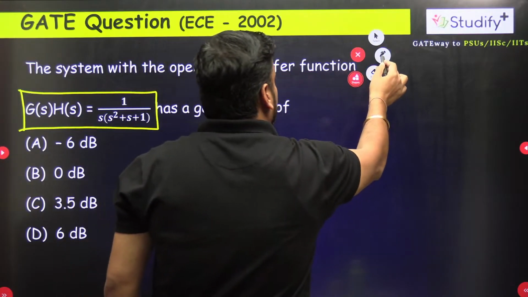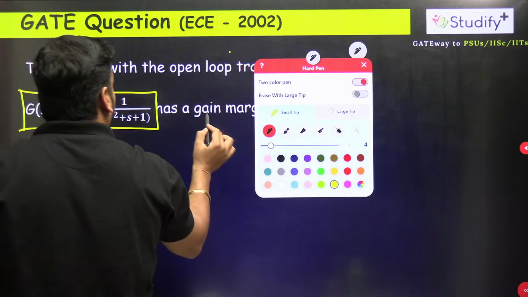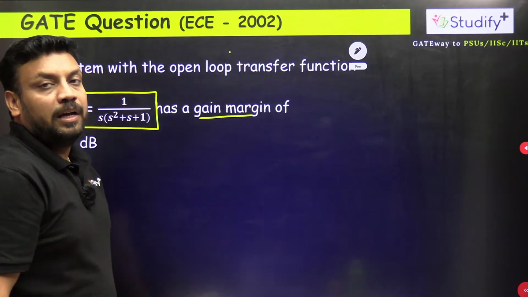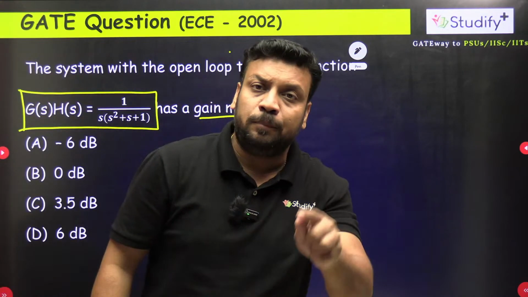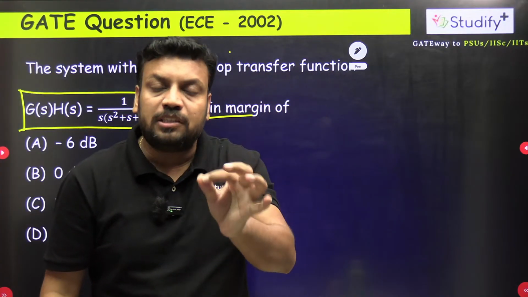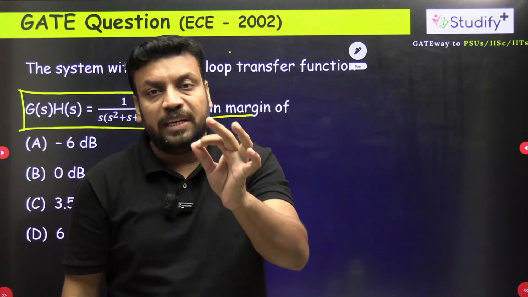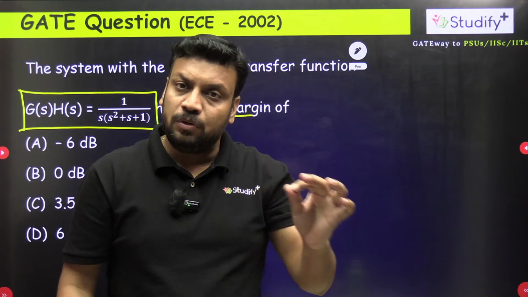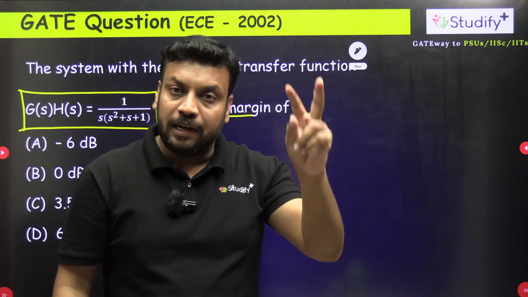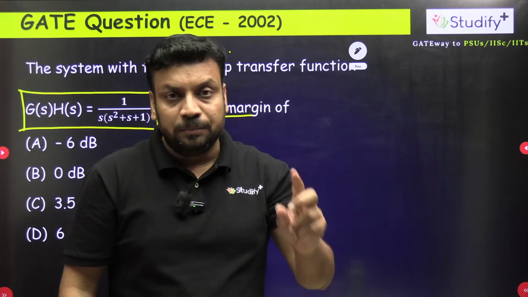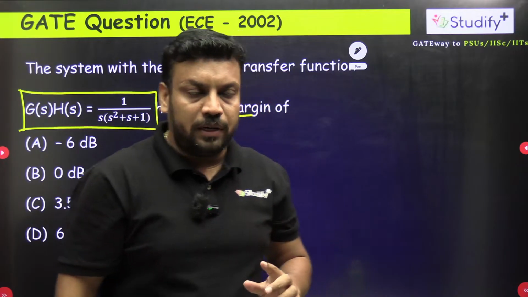So tell me guys, if I wish to find the gain margin using the conventional approach: whenever GM or PM is asked, the conventional approach says we have to follow 3 steps. The first is s equal to j omega, second is magnitude of G(j omega)H(j omega), and third is angle of G(j omega)H(j omega).